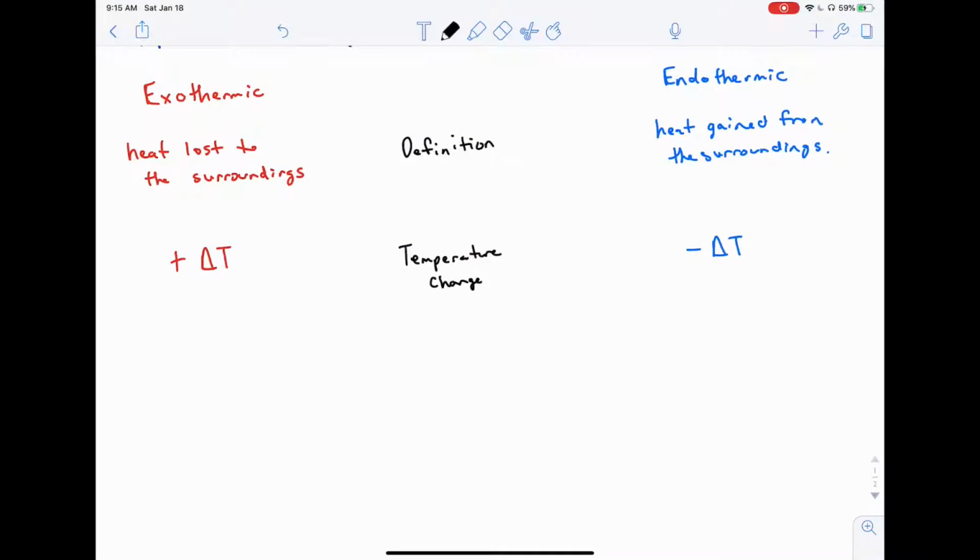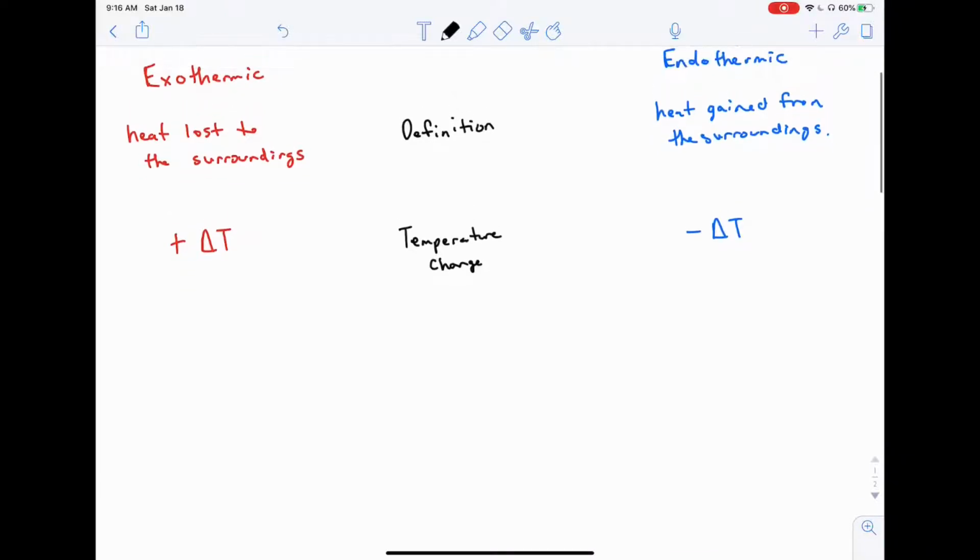Yes. The system itself, correct. There's no way to do it. No, because just by default, the thermometer itself is part of the surroundings. It's not involved in the reaction. So what it's measuring is the heat being released to the thermometer or the heat being taken away from the thermometer. That's what it's measuring. So it's always part of the surroundings in a chemistry context. Okay.